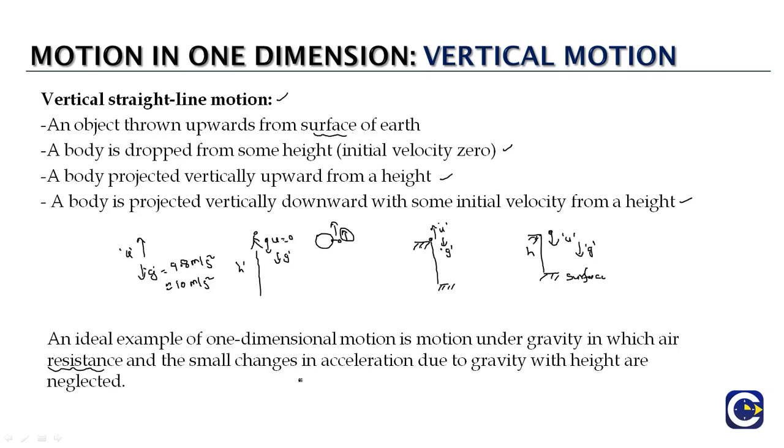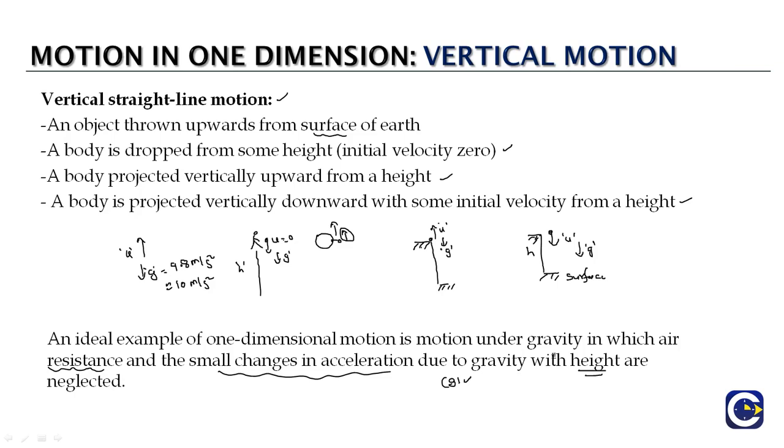And we also assume that the small changes in acceleration due to gravity with height are neglected, because when we go to the gravitation chapter, we'll understand that if we go to a relatively larger height from the surface of the earth, then the acceleration due to gravity g value will change, and the same is the case if we are going down into the earth. We'll discuss those cases later, but here, while solving problems in vertical straight line motion, we assume that the acceleration due to gravity is almost constant and will not change with height.